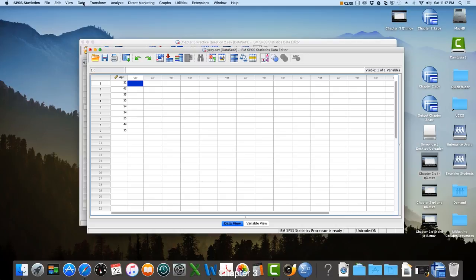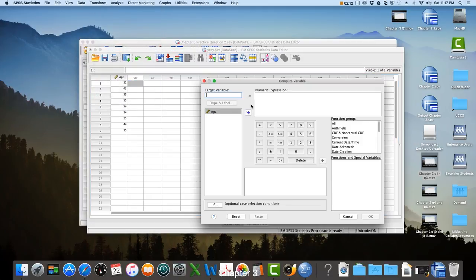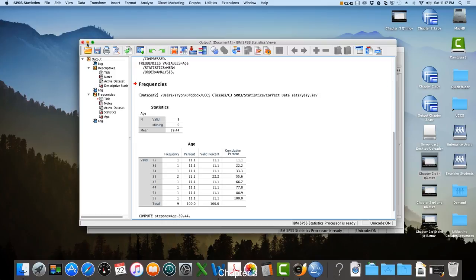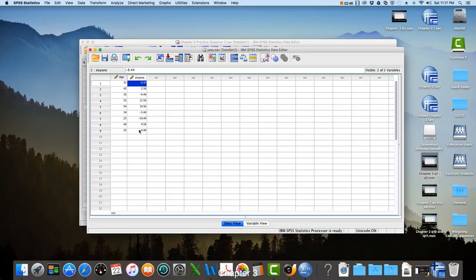So we're going to compute a variable. Compute. I'm not going to go to target yet, but I know what I'm looking for. It's age, and it's going to be minus 39.44. Okay. And we're just going to call this like step 1. Hit OK. Minimize the output, and you see you have what appears also on the top of page 45. Okay? So we know that 31 minus 39.44 is negative 8.44. We need to get rid of the negative numbers, and that's where the squaring comes in.